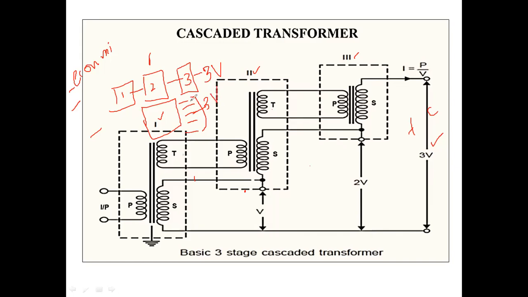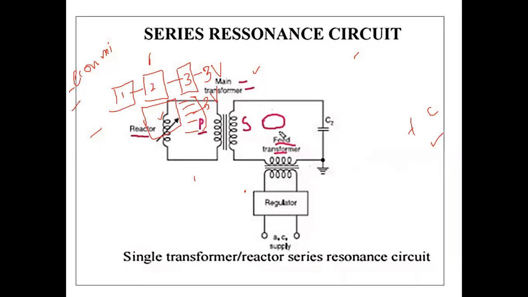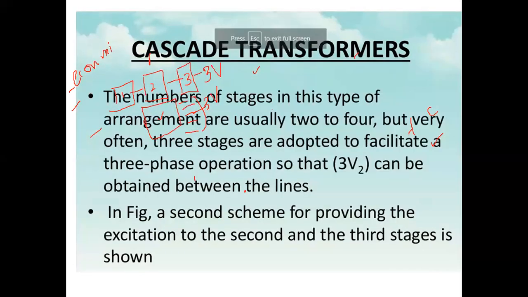But this is divided into three units to be more beneficial and advantageous. I hope you will understand this topic. In the second lecture we will discuss another method of AC generation, that is the series resonance circuit. Okay, thank you.